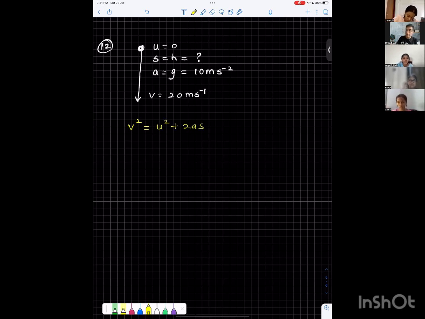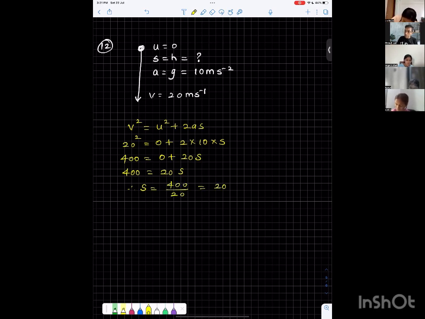Use this formula. So what is V? 20. U is 0. A is 10. And S we don't know. So 400 is equal to 0 plus 20 S. What is 0 plus something? That number only, 20 S. So S is equal to 400 upon 20. 20 meter.